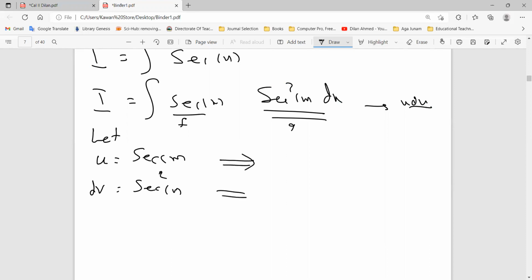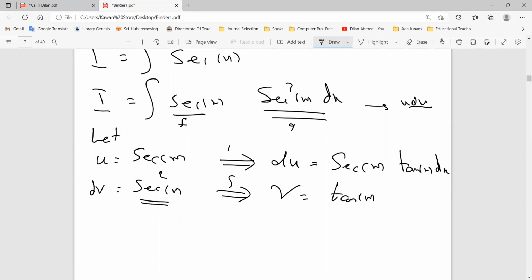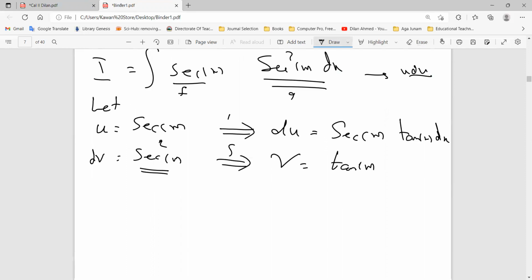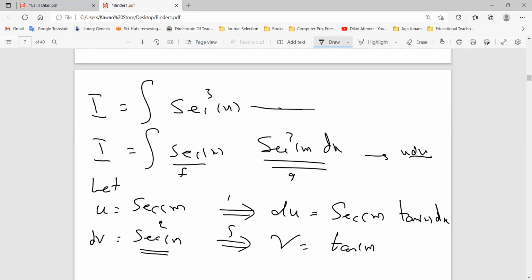Now, the second step of u and dv is taking the derivative of u and the integral of dv. So I get du, the derivative of secant, which is secant tan x dx. Understood? dx, not du. How about the integral of dv, which is v? The integral of secant squared is tan. It's direct. Now I say I is equal to the integral of secant cubed. Do not forget about that one.